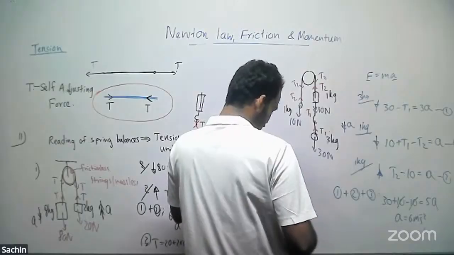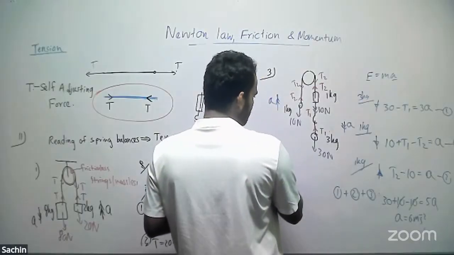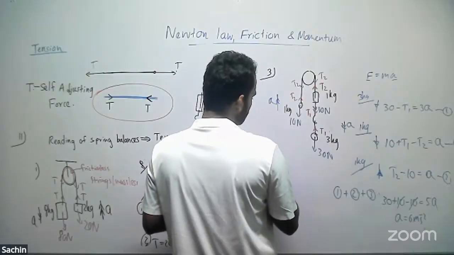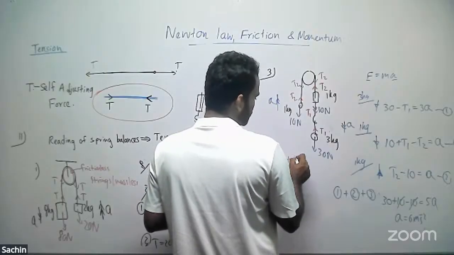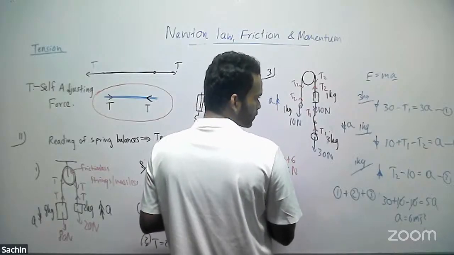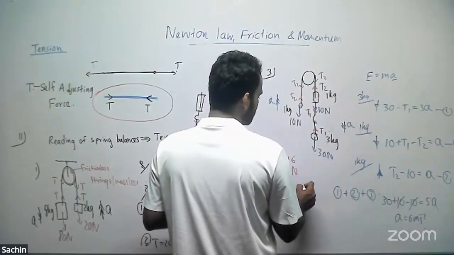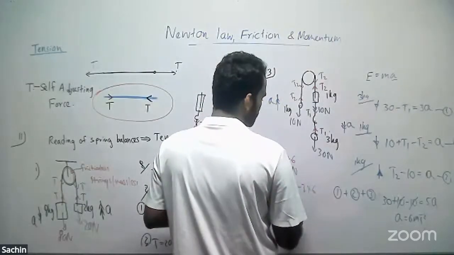I'm interested in the tensions as well as the spring balance reading. So first I'll evaluate the tensions. From the third equation, T2 should be 10 plus 6, which is 16 Newton. And from the first equation, T1 should be 30 minus 3 times 6, which is 12 Newton.